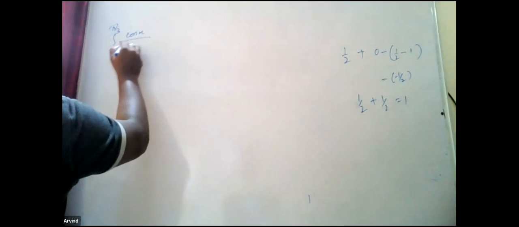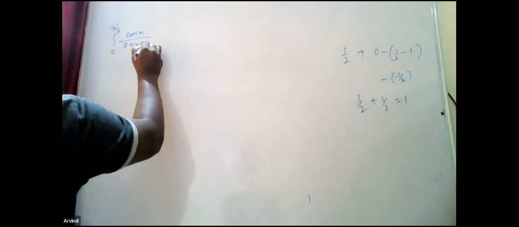So it is the integral from 0 to pi by 3 of cos x by 3 plus 4 sin x dx. If you integrate this and then compare, you will know what the value of k is.